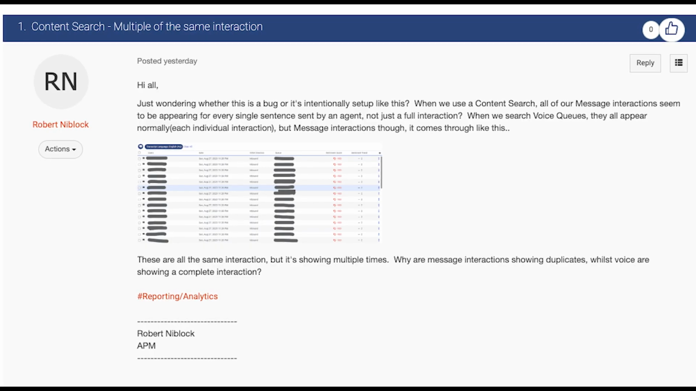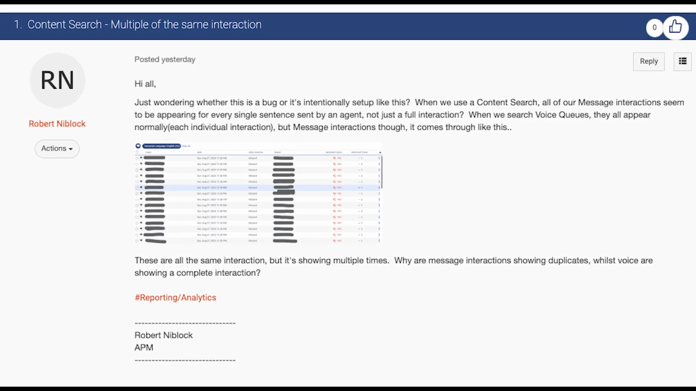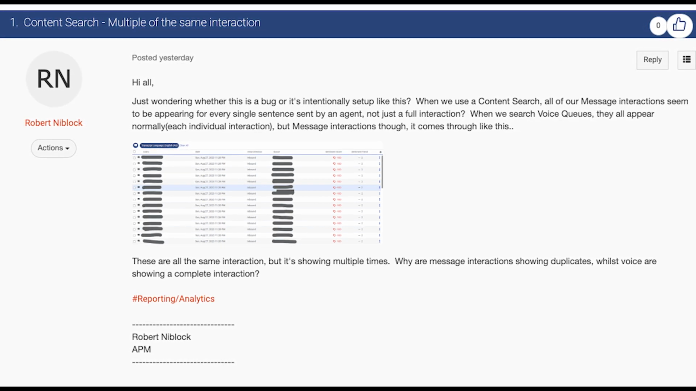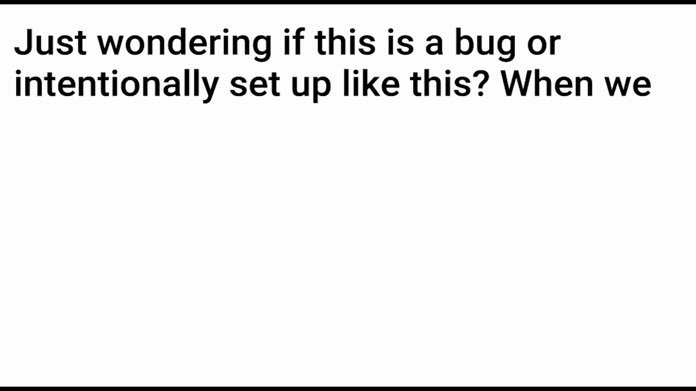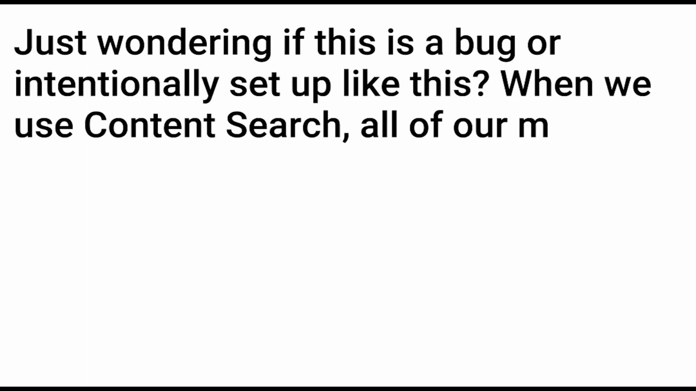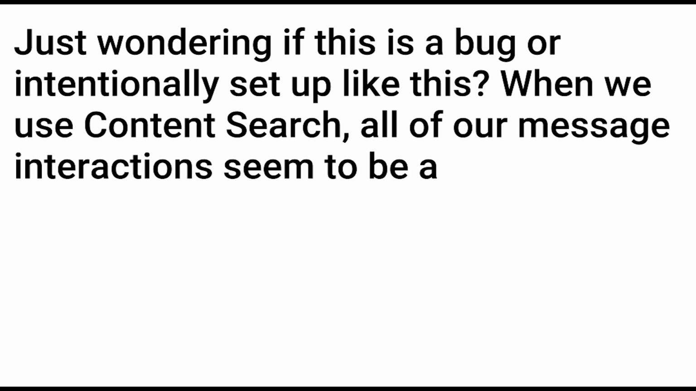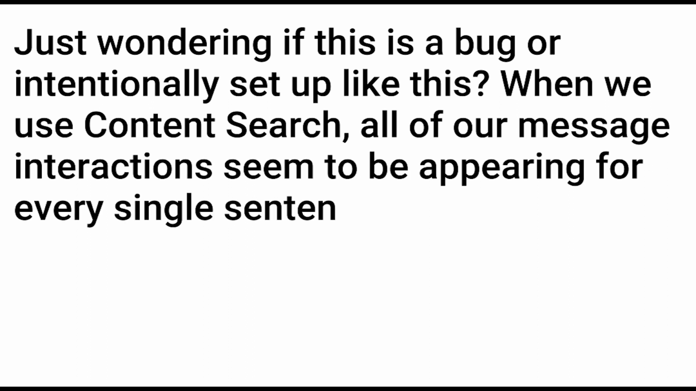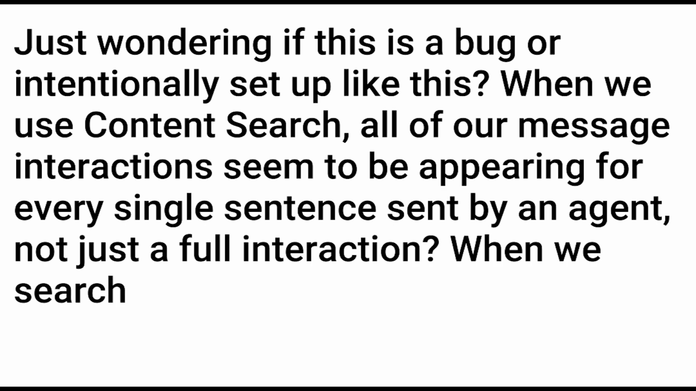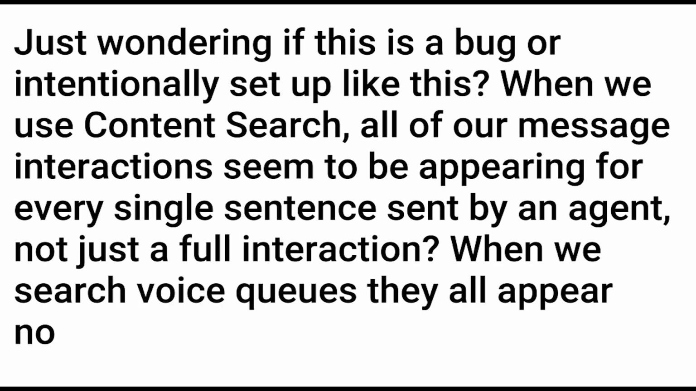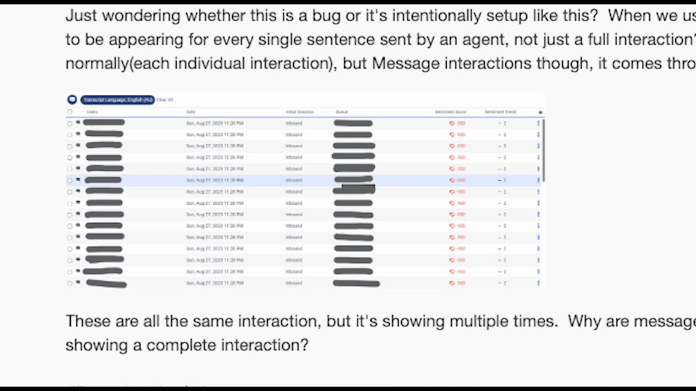This next question is about content search, multiple of the same interaction. It comes from Robert. Robert says, hi all, just wondering whether this is a bug or it's intentionally set up like this. When we use the content search, all of our message interactions seem to be appearing for every single sentence sent by an agent, not just a full interaction. When we search voice queues, they all appear normally, as in each interaction only gets one line, but message interactions come through like this. And they sent in a nice attachment.